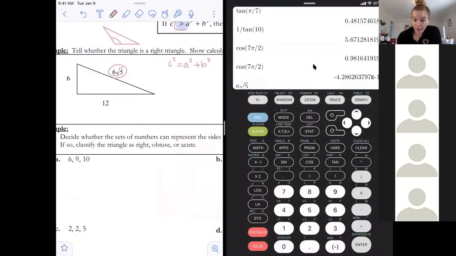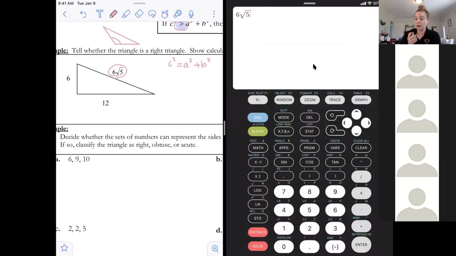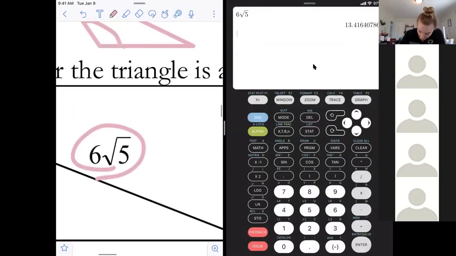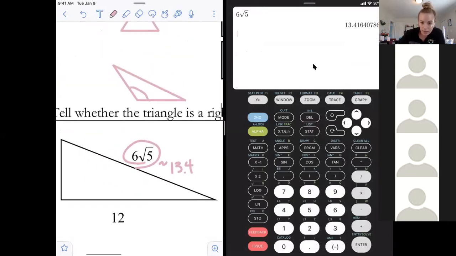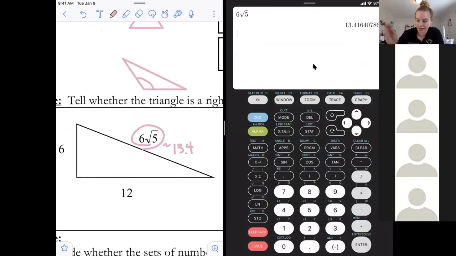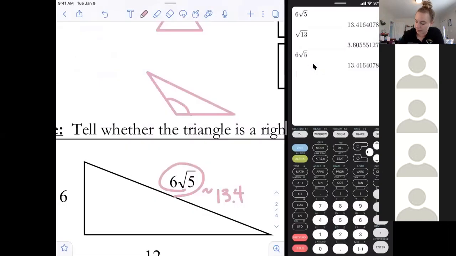So I'm just pulling up a calculator next to us, and I'm going to write 6 radical 5. And you can do this in your little handheld ones that you use on quizzes all the time. 6 root 5 equals 13.4, blah, blah, blah. So I'm going to go over here and write approximately 13.4. That's all I need the calculator for, so we'll get rid of it.